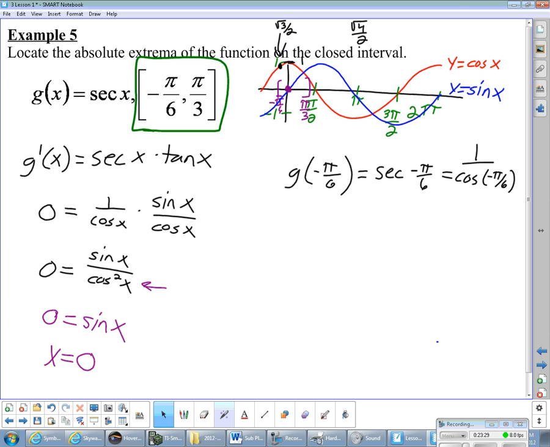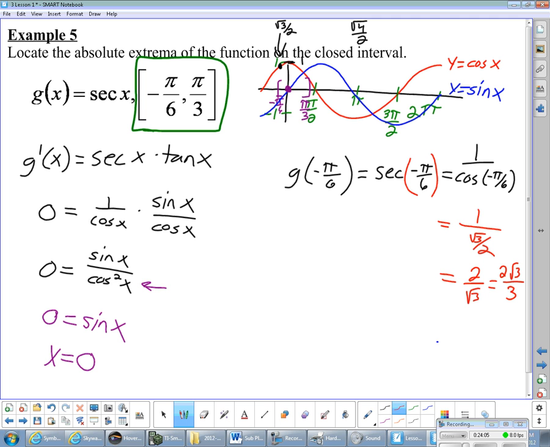So what we get when we're trying to find the secant of negative pi over 6 without using a calculator, and I mentioned that you're not going to use a calculator, didn't I, is that this is 1 over the square root of 3 over 2, which is the same as 2 over the square root of 3. If you remember rationalizing the denominator, which we haven't done a whole lot in this class, but with these trig functions you'd multiply top and bottom by the square root of 3. So it's 2 times the square root of 3 over 3. That is the value of g of negative pi over 6.